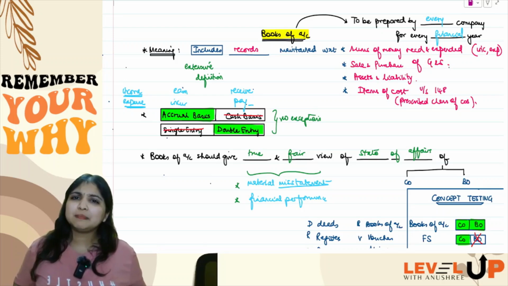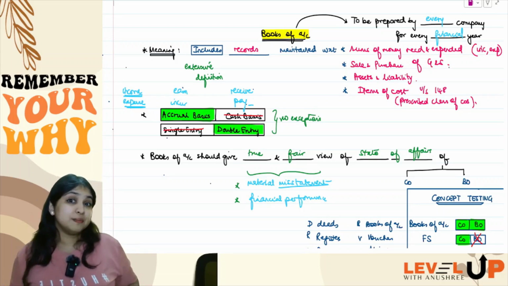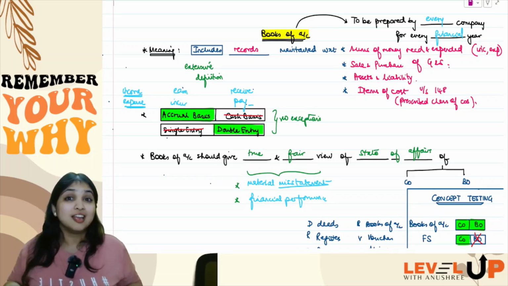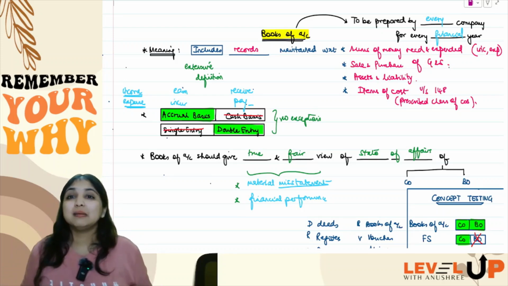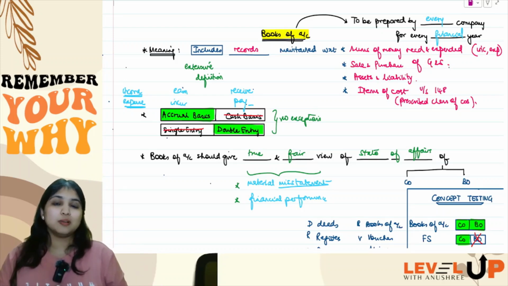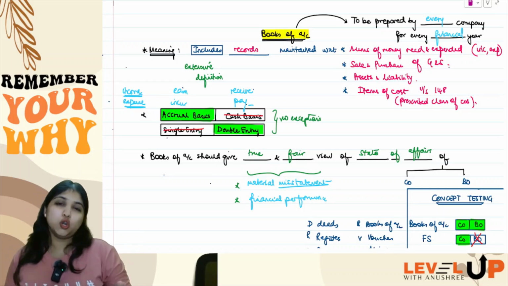Items of cost prescribed under which section? Section 148. For all companies? No, only for prescribed classes of company. Does every company have to prepare items of cost? No, books of accounts every company has to prepare, but items of cost only prescribed classes of companies have to prepare. Accrual basis or cash basis? Accrual basis. Single entry, double entry? Double entry. Any exception? No exception.